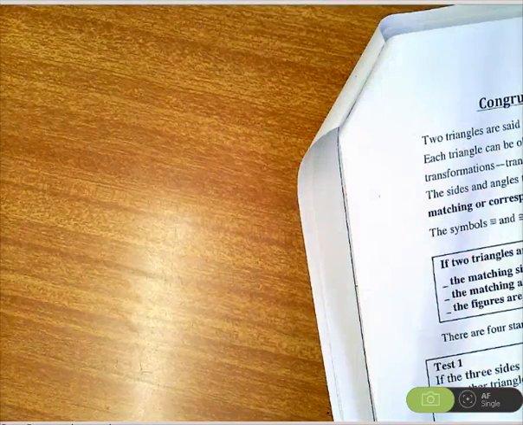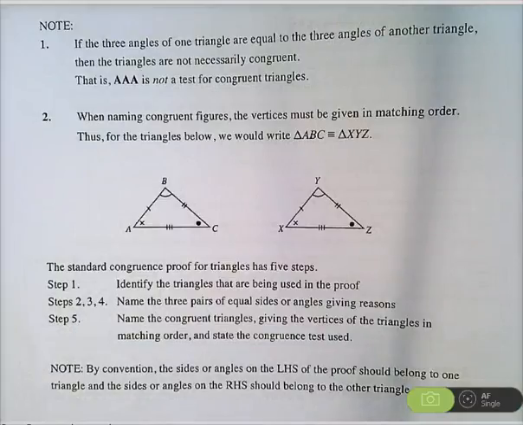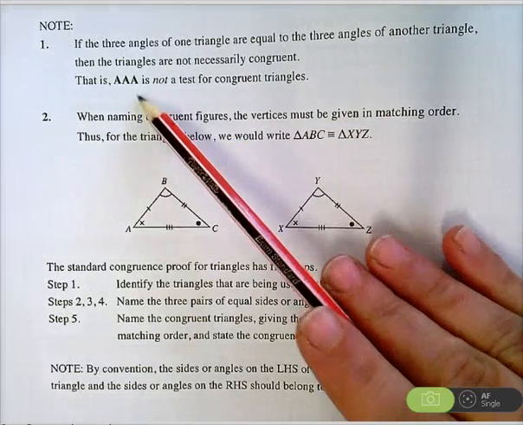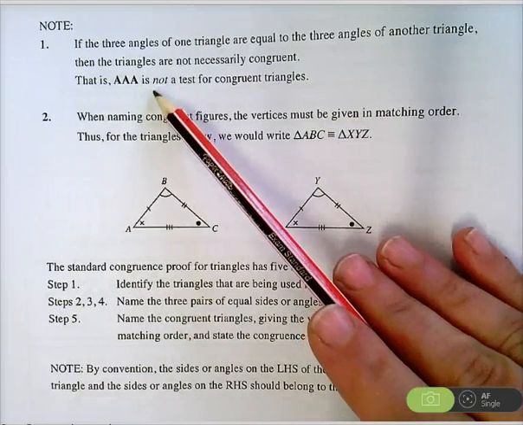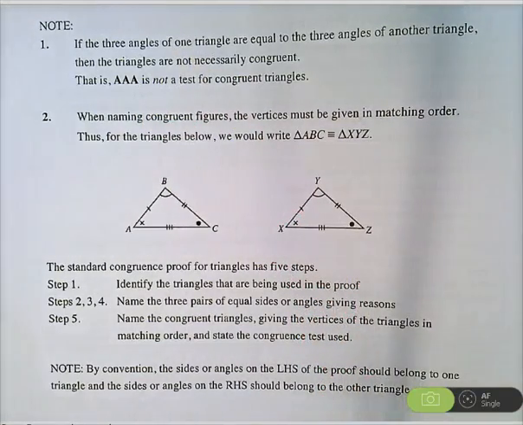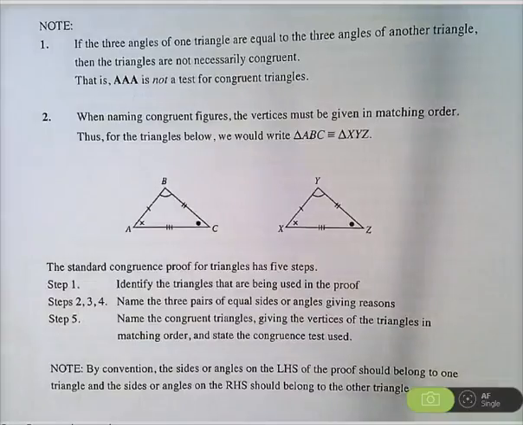No? All right. What we're going to do, now if we look at this, girls, can you read that from up the back? You've got your sheet as well. Just remembering, girls, AAA is not a test for congruent triangles. So if 3 angles in one triangle are equal to 3 angles in another triangle, it does not mean that the triangles are congruent. I'm going to do a little picture of that just to show you.